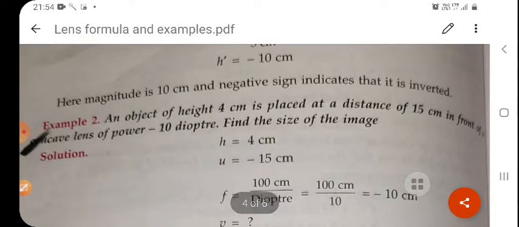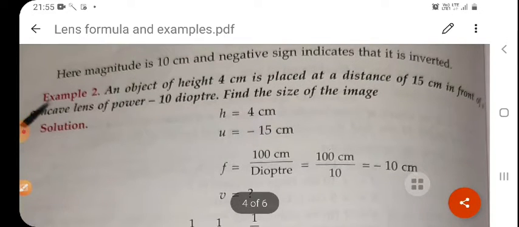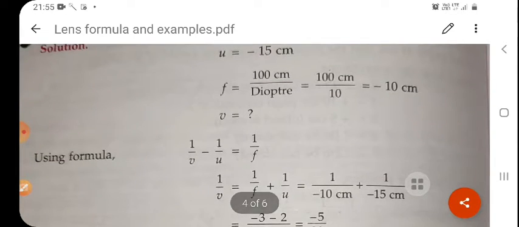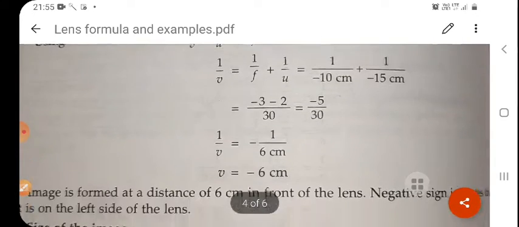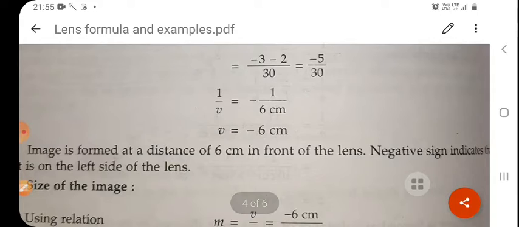Okay, an object of 4 cm is placed at a distance of 15 cm from a concave lens. Concave lens power is given as -10 diopter. So by using power equal to 1 upon f, we will calculate the focal length, and by using the lens formula, we will put the value of focal length and calculate the value of v, that is -6 cm.